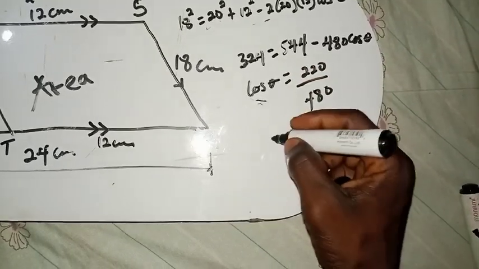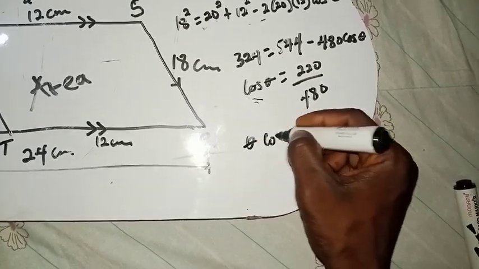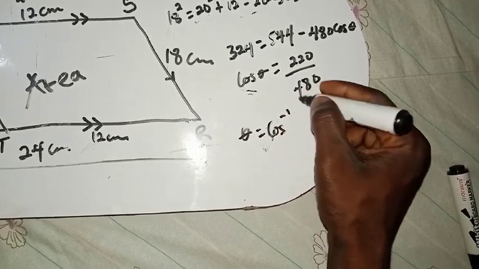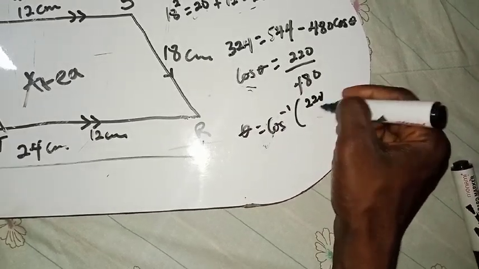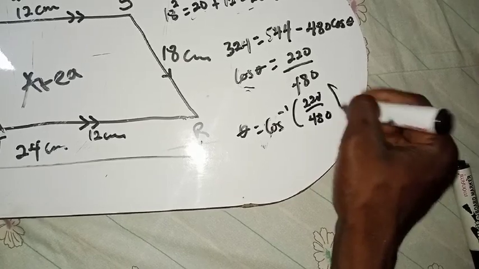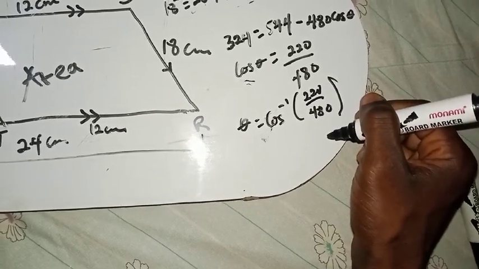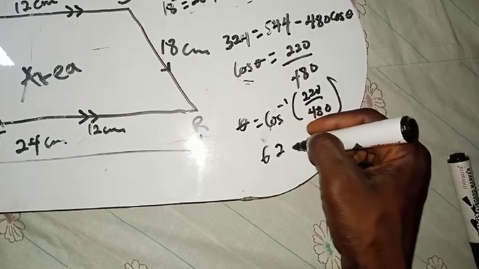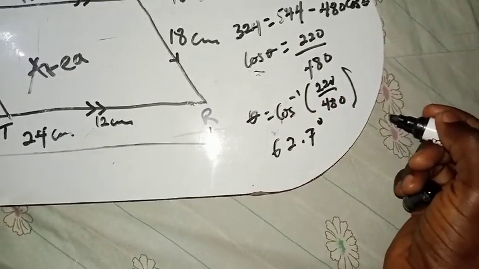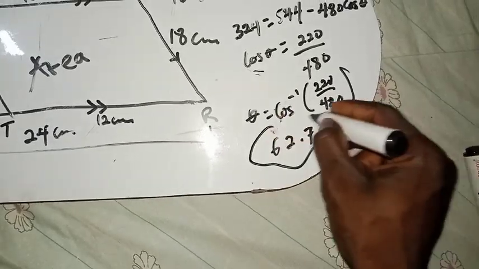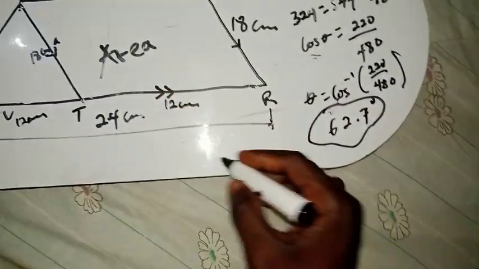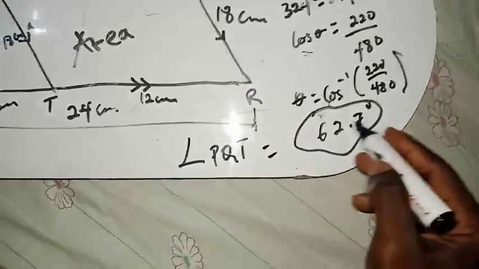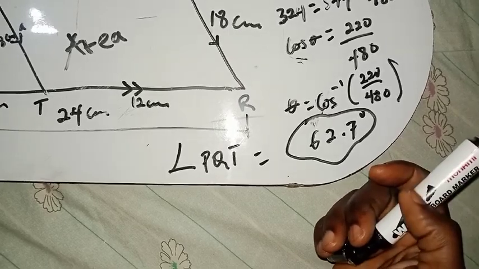Okay, so what will be the value of theta? Remember, in this case, we are going to take a cos inverse of everything, right? So cos inverse of this guy, that is 220 divided by 480. Is that okay? So here I have what we call 62.77 degrees, right? So this is the value of theta. So the angle, this particular angle here, that is PQT, is equal to this guy, right?